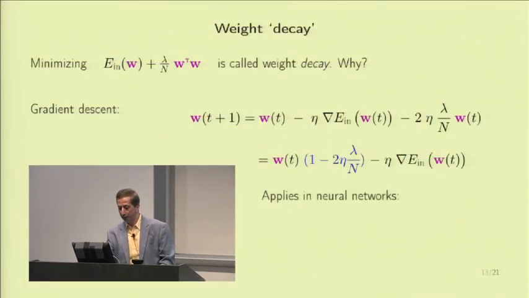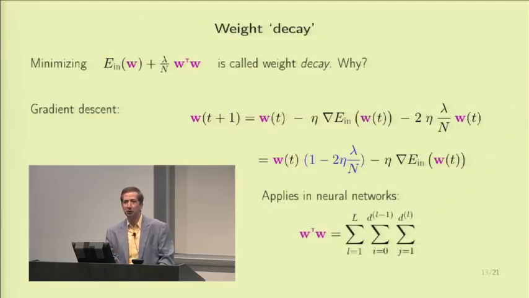Okay, and it applies to neural networks, and all you need to remember in a neural network is that the W transpose W is a pretty elaborate sum. You have to sum over all the layers, all the input units, all the output units, and you sum the value of the weight squared. Okay, so that's what you have.